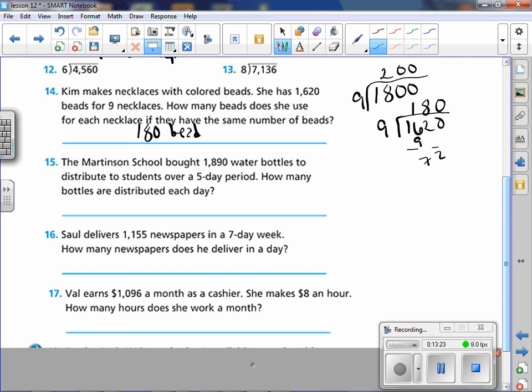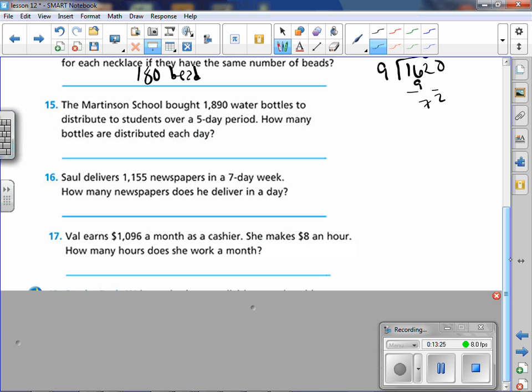Let's go ahead and go on to 16 and try 16 together, and then you guys can pause and go back and do some of the others and make sure you're understanding. So 1,155 newspapers is how many Sal delivers in a 7-day week. How many papers does he deliver a day? So we're going to divide that by 7.